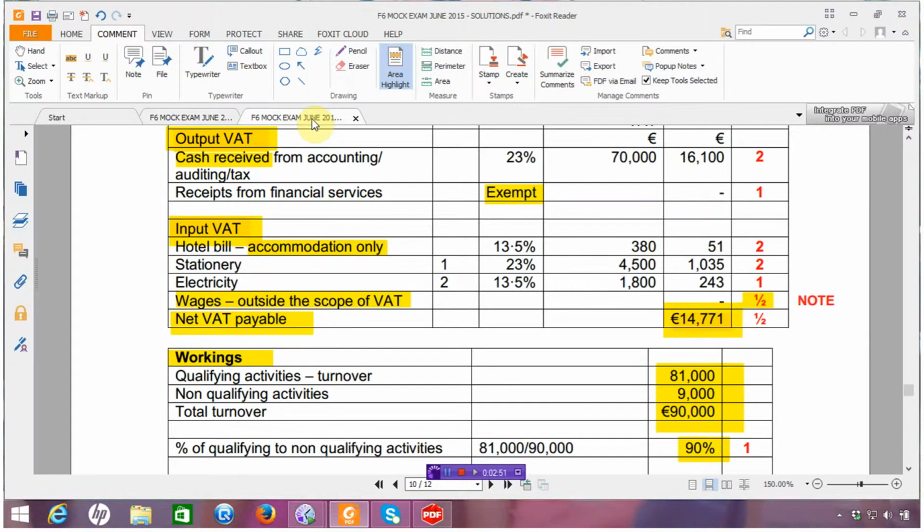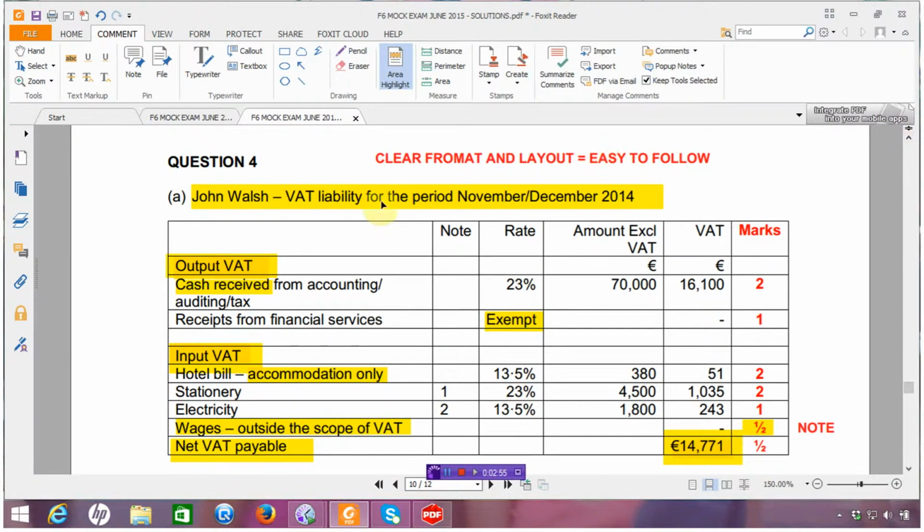Okay, so in terms of the answer, fairly straightforward setup as you would expect. Nice clear heading here, note, easy to follow. A very straightforward format. We've basically got a VAT return. We've got output VAT here. We've got input VAT here, and we're really trying to slot in the correct figures.